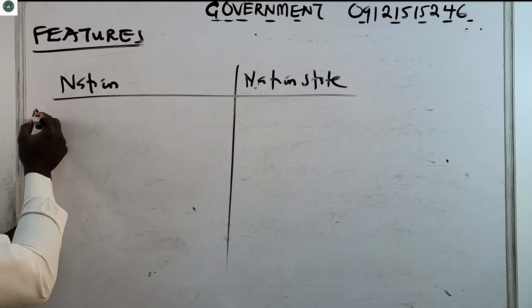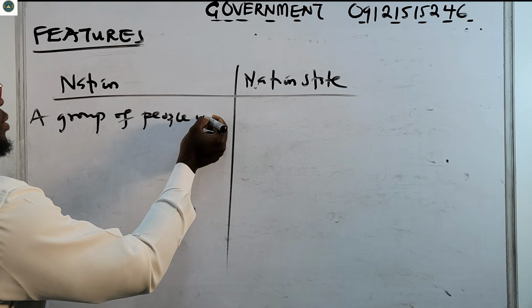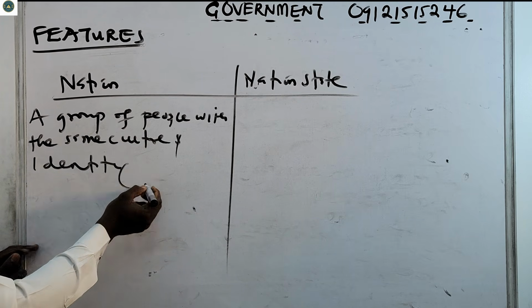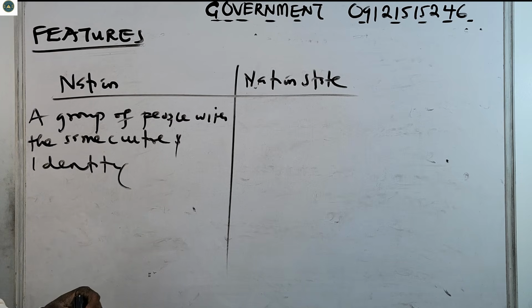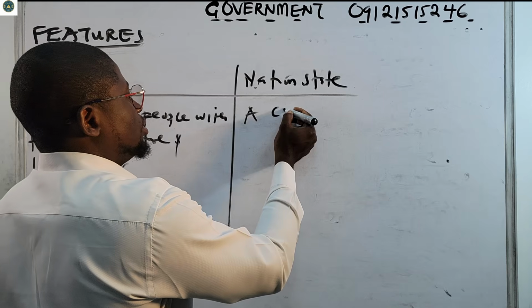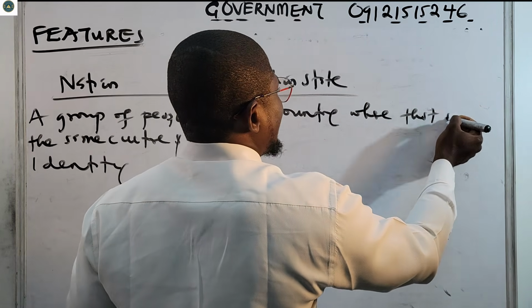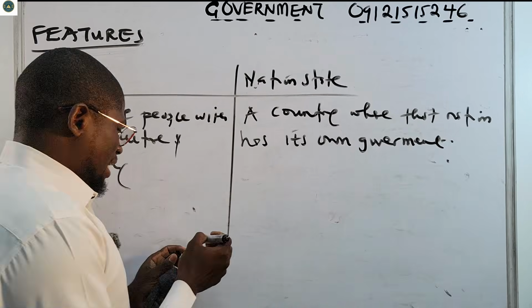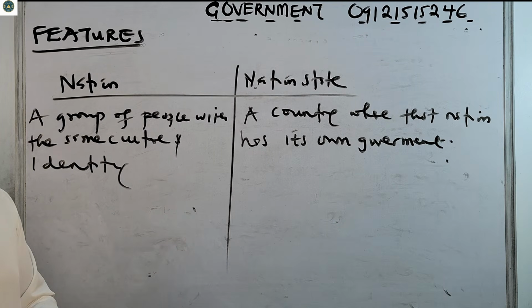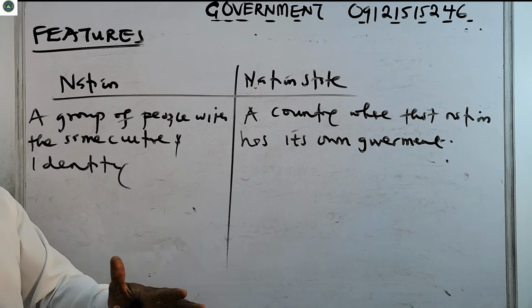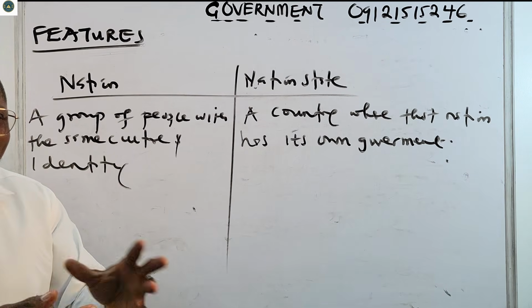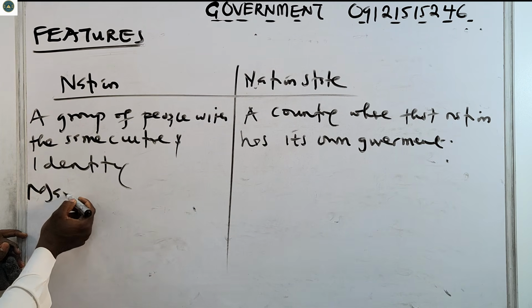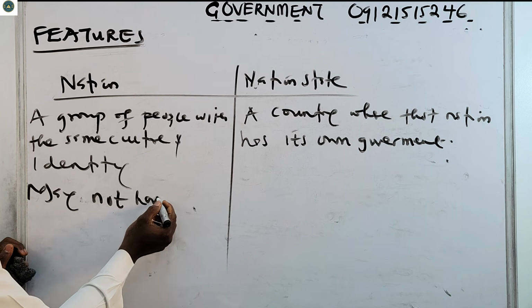So a nation is a group of people with the same culture and identity. Okay, that is what a nation is. Whereas this one is a country where that nation has its own government. Okay, that is what a nation state is. Because in the nation state, the nation, which is the people, and the government live together. They are together as one. All right, so a nation state is a country where that nation has its own government. So number two, this one may not have a government.